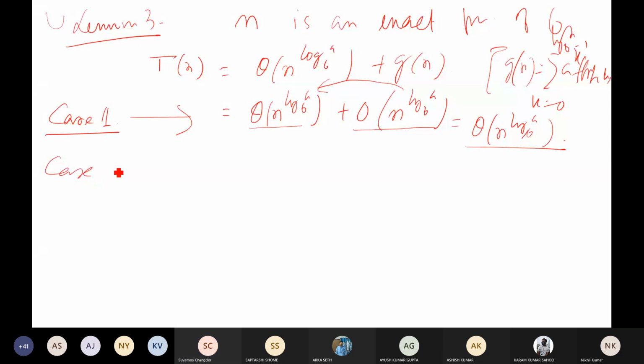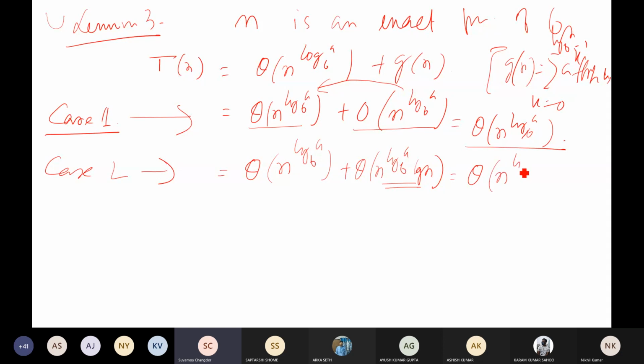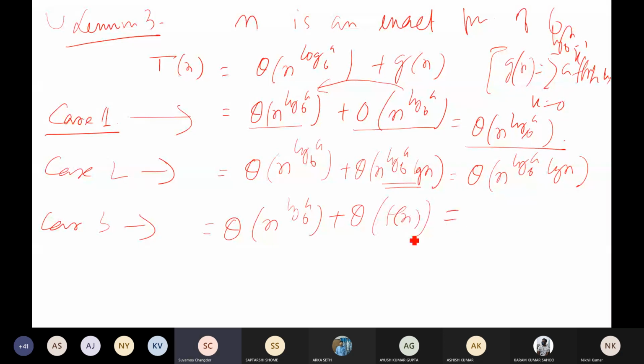Case 2: from case 2 we get theta of n to the power log a base b plus theta of n to the power log a base b times log n. Since the second is higher than the first term, this will be equal to theta of n to the power log a base b log of n. Case 3: theta of n to the power log a base b plus theta of f of n. Since f of n is larger than this, we can write this as theta of f of n.